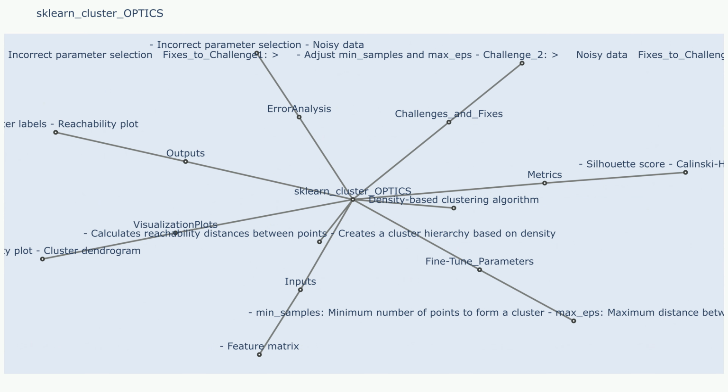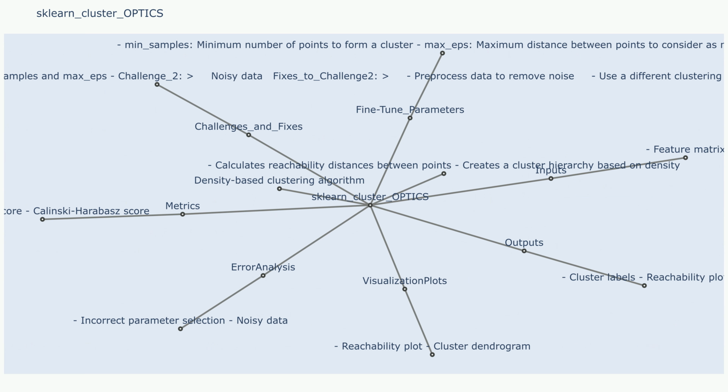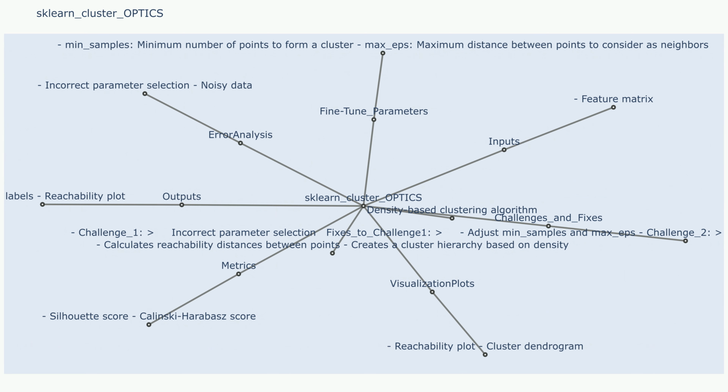Visualization plots: Reachability plot: a plot that shows the reachability distances for each data point, revealing the cluster hierarchy. Cluster dendrogram: a hierarchical representation of the clusters, where the height of each branch represents the density of the cluster.